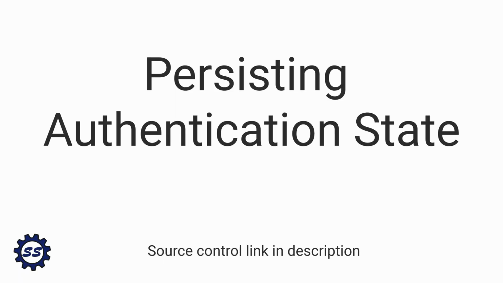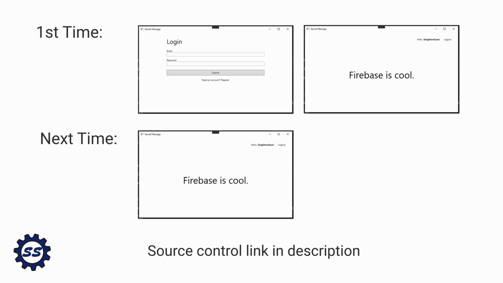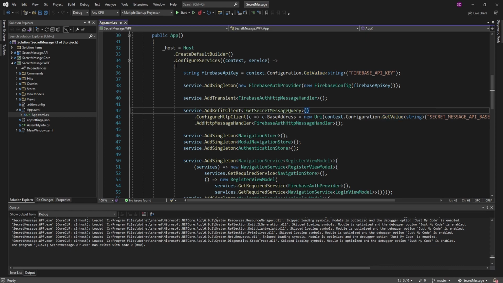As a user of this WPF application that uses Firebase Authentication, I want my login state to be saved between sessions. So ideally what would happen is I would open the application, log in, and then if I close the application and reopen it, my login state would be saved and I wouldn't have to go through the login form again. So this is different from what we have now.